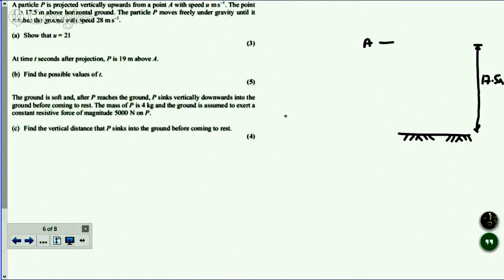The key for vertical motion questions is to decide whether your positive is going to be up or down and stick with it. It doesn't matter which way around you do it, it'll all work itself out. So if we say for this one that down is positive, we're going to go with that the whole way through. So the particle moves freely under gravity. For M1, it's 9.8.